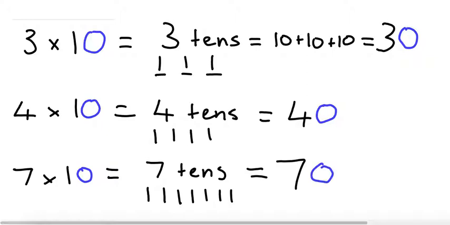So our pattern that we should see is that when we're multiplying by 10, we keep the original number and add a 0. Keep the original number and add a 0. So I'll write that down: when we're multiplying by 10, times 10, add a 0.